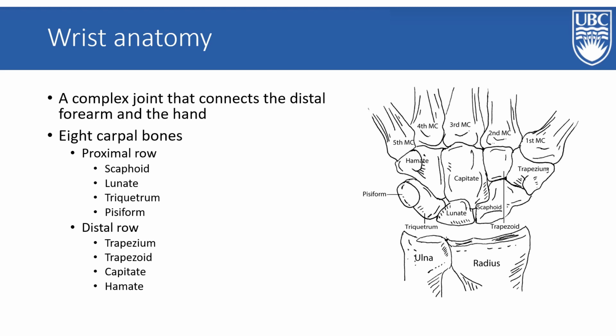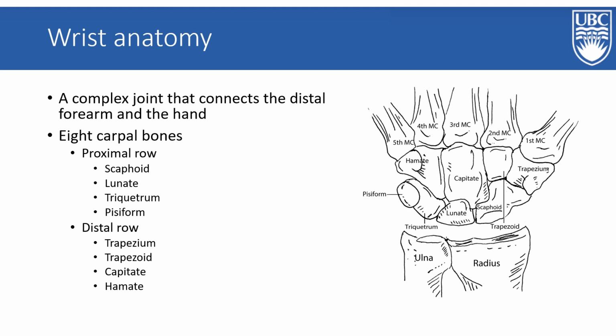The lunate is a moon-shaped bone. The triquetrum is pyramid-shaped and is dorsal to the pisiform, which is a sesamoid bone. In the distal row, the trapezium is a saddle-shaped bone which articulates with the first metacarpal and is a common source of osteoarthritis. The trapezoid articulates with the second metacarpal.